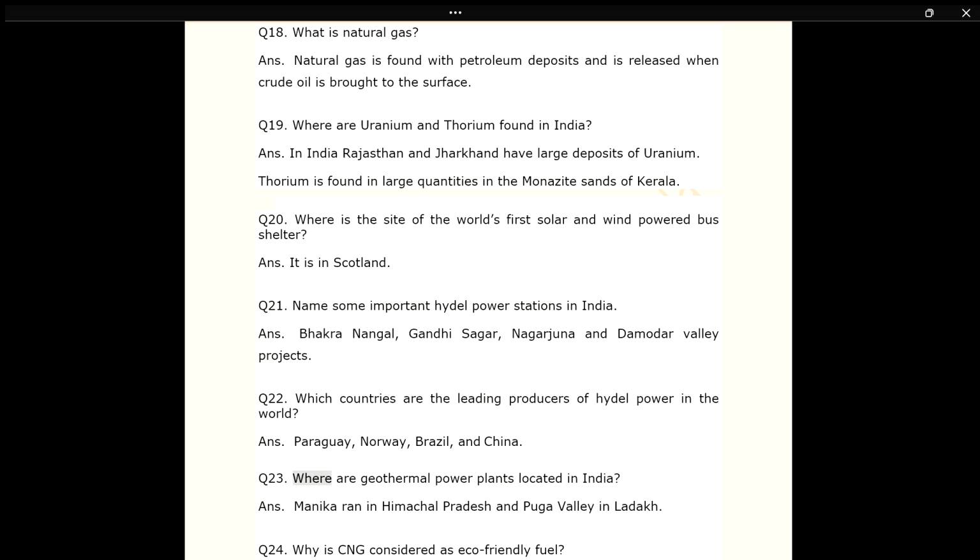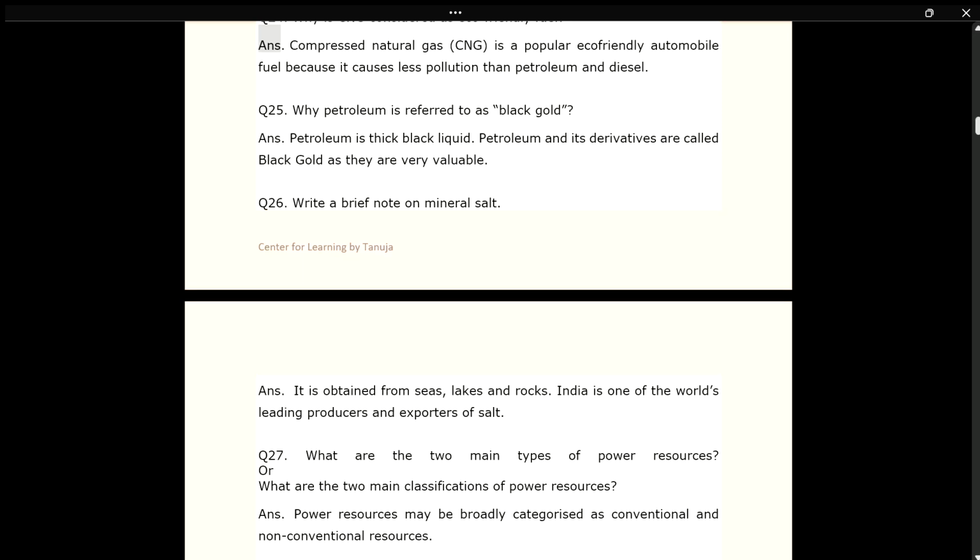Q23. Where are geothermal power plants located in India? Ans. Manikaran in Himachal Pradesh and Puga Valley in Ladakh. Q24. Why is CNG considered as eco-friendly fuel? Ans. Compressed natural gas, CNG, is a popular eco-friendly automobile fuel because it causes less pollution than petroleum and diesel.